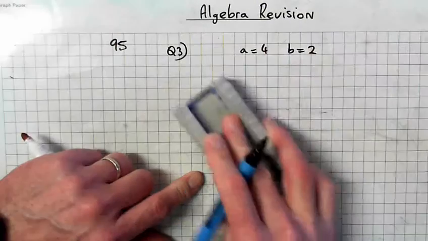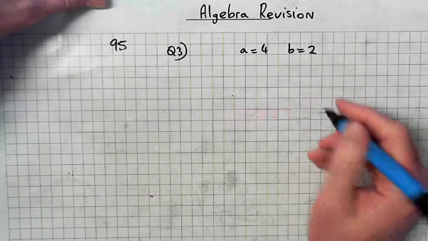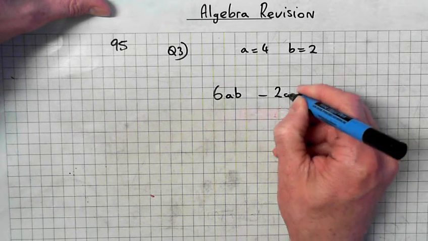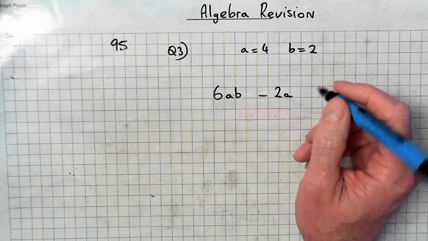And we'll look at a slightly harder one on question 3. That's 6AB minus 2A.